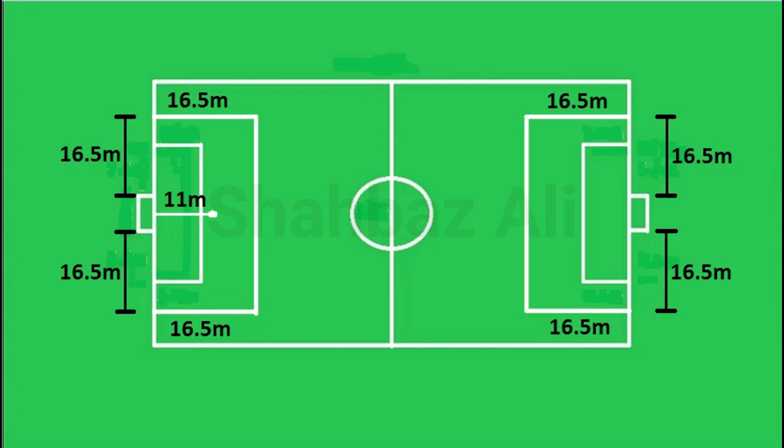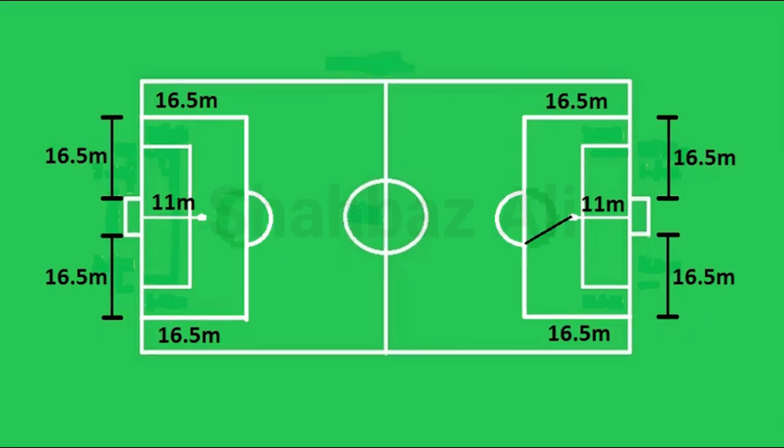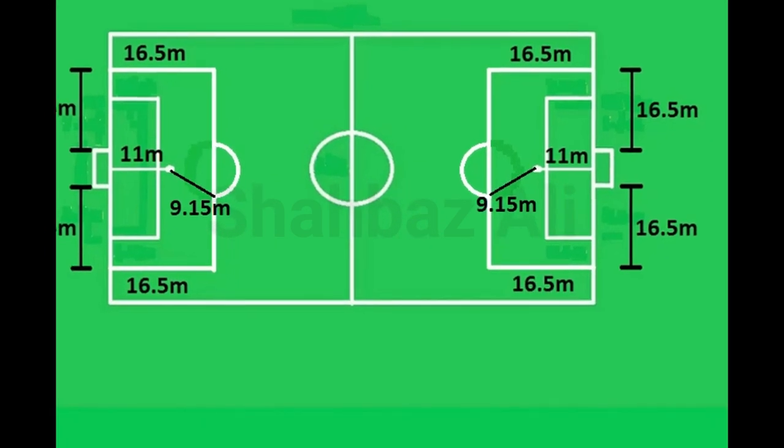Within each penalty area, a penalty mark is made 11 meters from the midpoint between the goalposts and equidistant to them. An arc of a circle with a radius of 9.15 meters from the center of each penalty mark is drawn outside the penalty area.